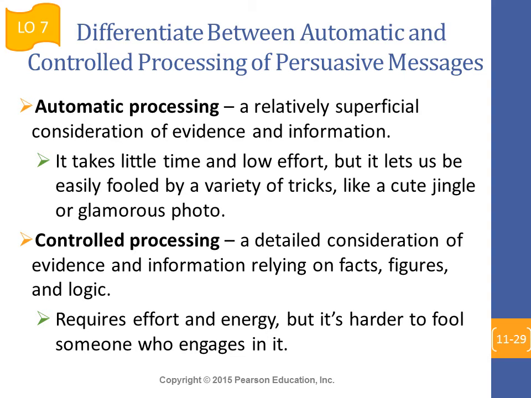Automatic processing takes little time and low effort, so it makes sense to use it for processing persuasive messages related to topics we don't care much about. But the problem with such automatic processing is that it lets us be easily fooled, or motivated to take rash decisions, by a variety of tricks. Like we can just say, oh, I am deciding on this because the model is attractive, or the car that is used is very good.